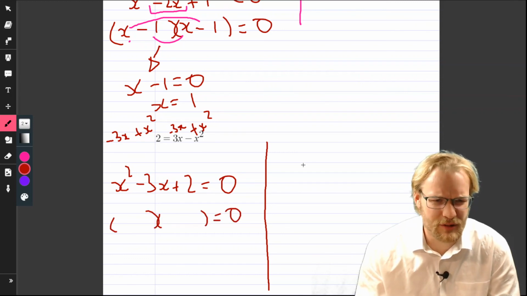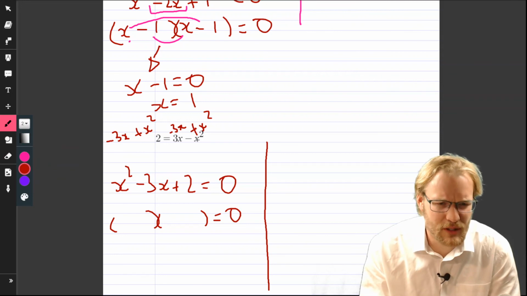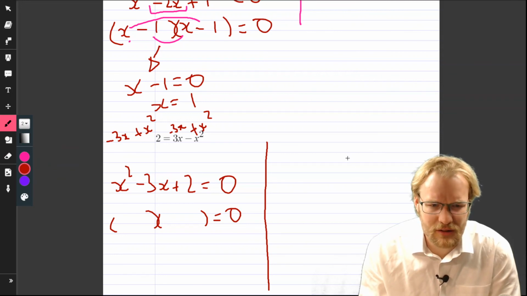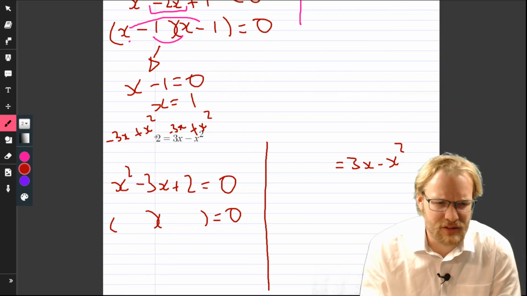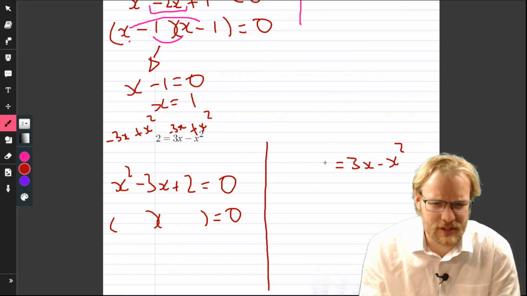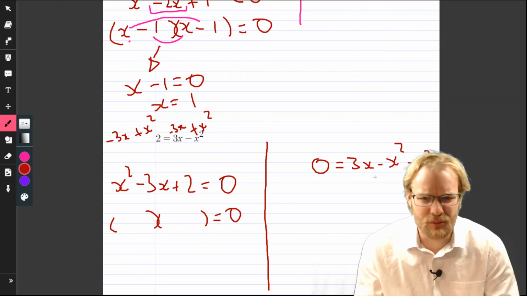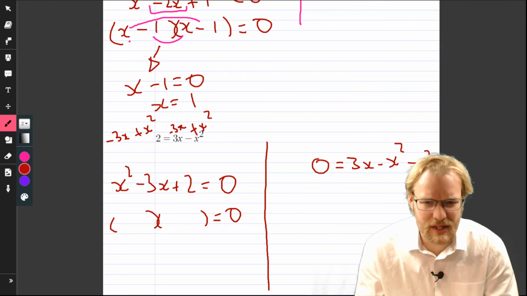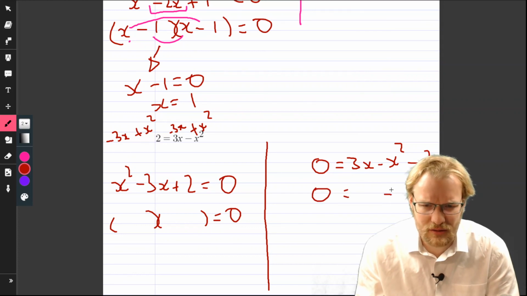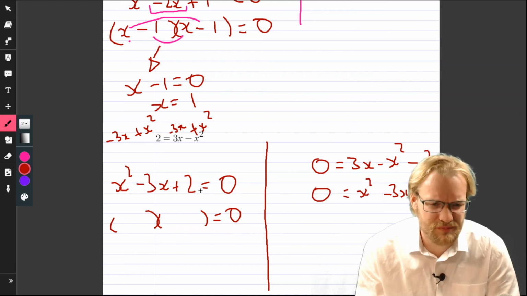The other way would have been to say, well, we've got our 3x minus x squared, and why don't we subtract 2 from both sides? 0 minus 2. Then you've got a bit more work to do, because you must multiply this whole side by negative. Not too bad. Minus 3x. X squared becomes positive x squared. Negative 2 becomes positive 2.